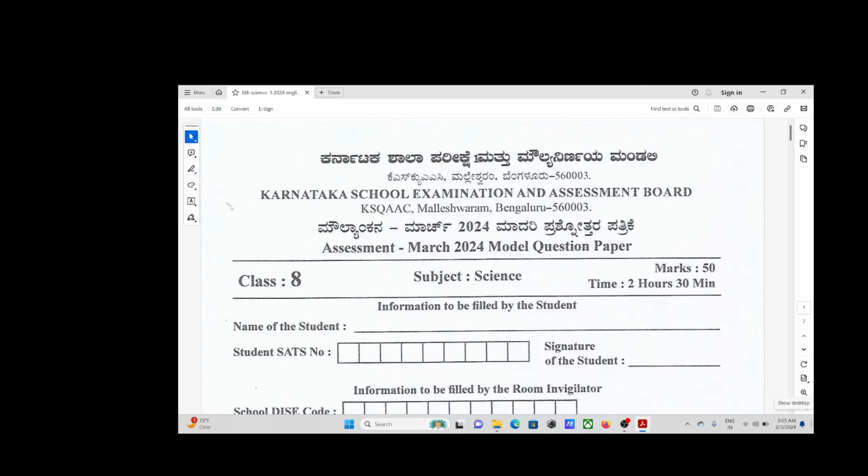Today we are going to see Karnataka School Examination and Assessment Board Assessment March 2024 Model Question Paper, Class 8, Subject Science. In this video, we are going to see question number 1 to 16, question and answer. So let us start.